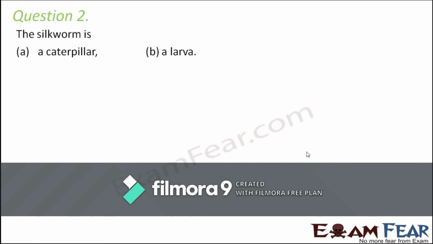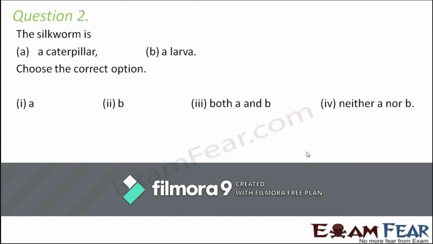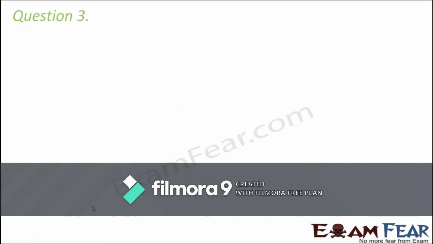Question number 2. The silkworm is a caterpillar, a larva. Choose the correct option. Now you have 4 options. What is a silkworm? It is just a stage in the life cycle of a silk moth. Which stage is it? It is a caterpillar because it is like a worm, just like a caterpillar. And it is also a larva because it is the larval stage of the silk moth. So the correct answer would be both A and B, because the silkworm is a caterpillar and it is the larval stage, because the larva is hatched from the eggs, and that is how your silkworm is hatched.